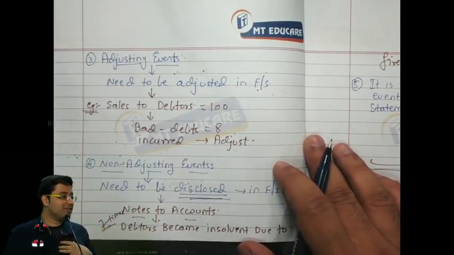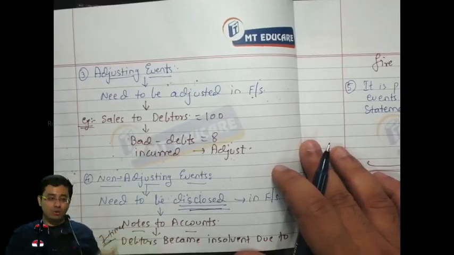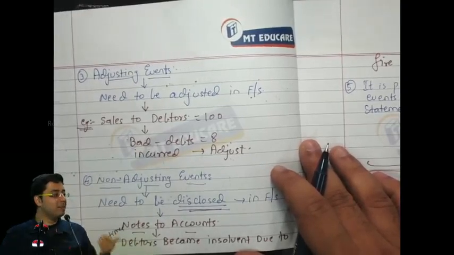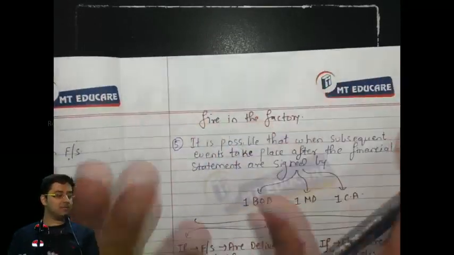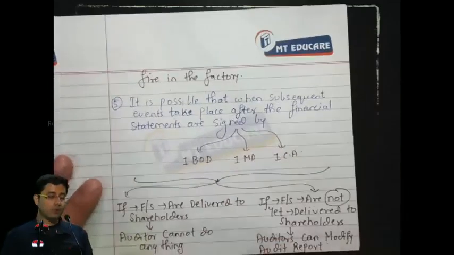See, if I was knowing this fact earlier, it's a new condition. I was not knowing this condition. Had I known this condition, I would have adjusted that. But since I don't know how to adjust it, I am disclosing this condition, that nothing is recoverable from the debtors. Okay. But now the problem comes.